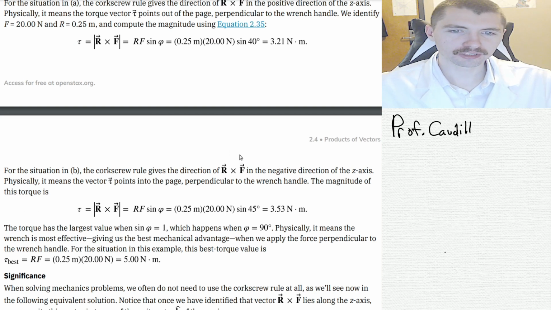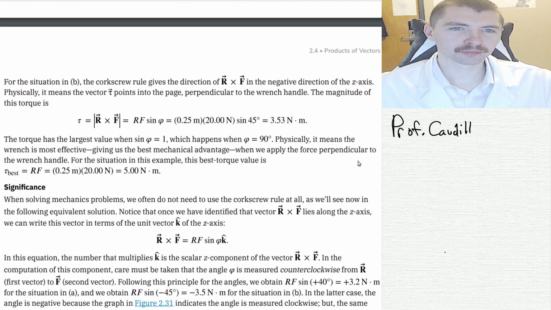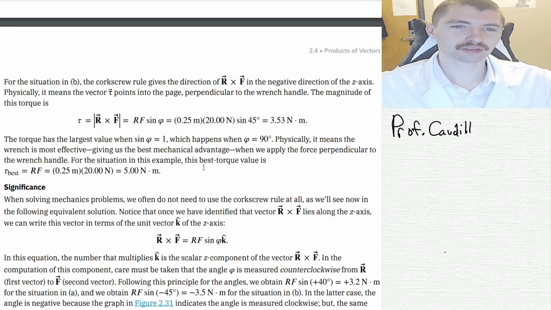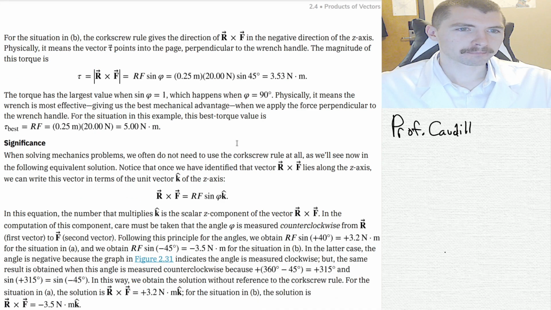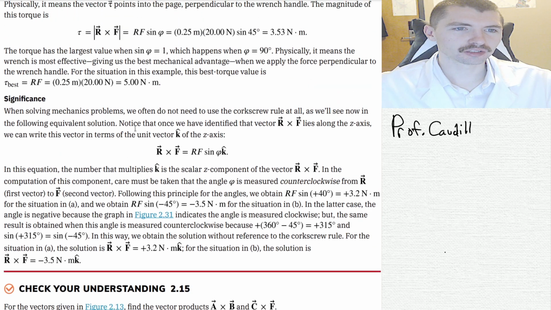They're talking about the corkscrew rule, two vectors, and the cross product of them. They're defining the cross product as the two magnitudes times the angle in between, and then it gives you a vector in a whole different direction. In mechanics problems, we often do not use the corkscrew rule at all. We'll see the following equivalent solution.